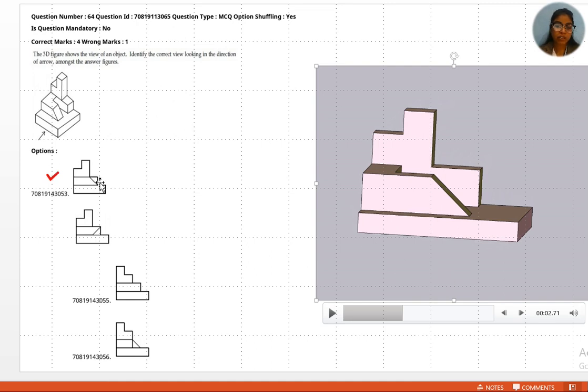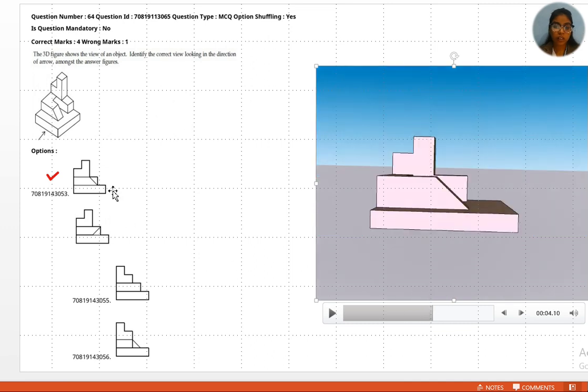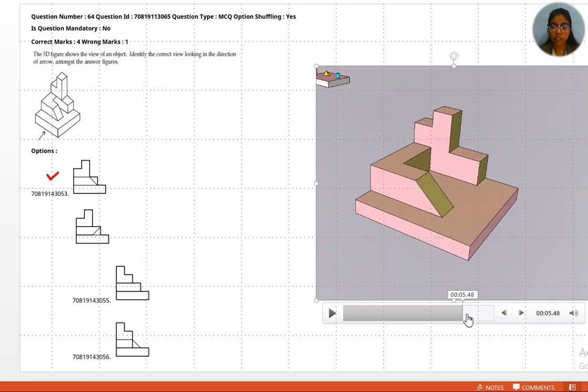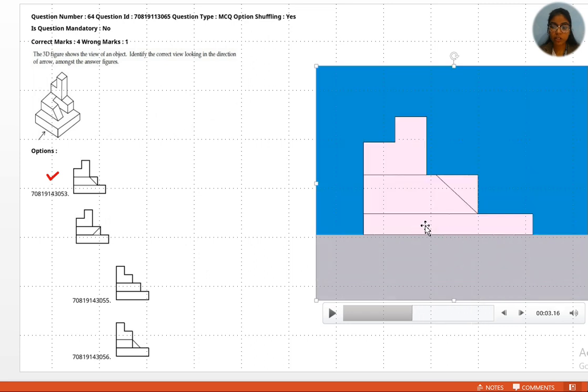Here you get to see these two lines of the two back ones. And here this solid surface, you will see as a rectangle in your elevation in this manner.